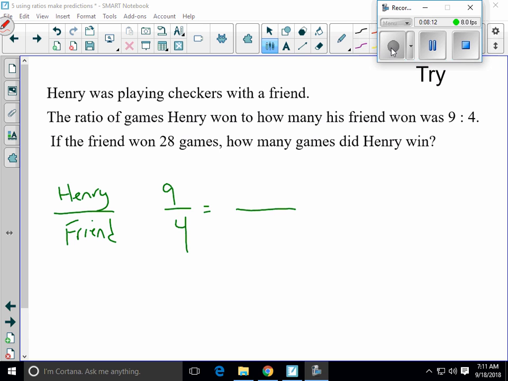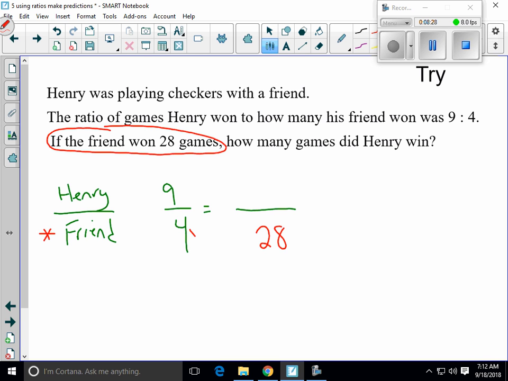Okay, comparing Henry to the friend, the ratio is 9 to 4, but then the other information you're given says the friend won 28 games. So where was the friend's wins? Well, they were in the denominator, so the 28 would be in your denominator. So 4 times what is 28? Should be times 7. In the numerator, 9 times 7 is 63. Okay, so Henry won 63 games.